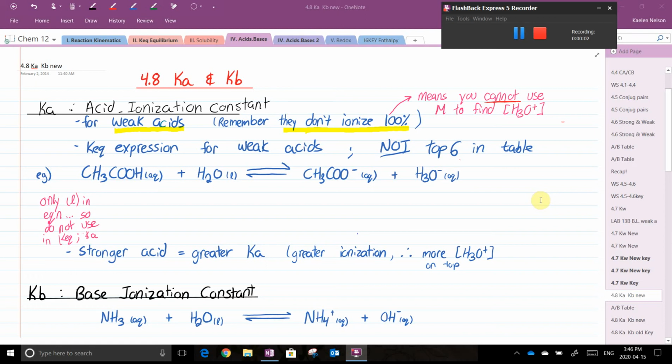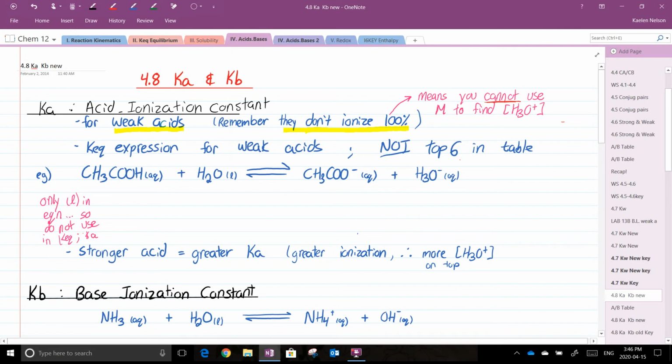This is Introduction to Ka and Kb, Section 4.8, Acids and Bases for Chemistry 12. We'll start by talking about what is a weak acid. So a Ka is an ionization constant for a weak acid. They don't ionize 100%. These are not your top 6 acids in your table.